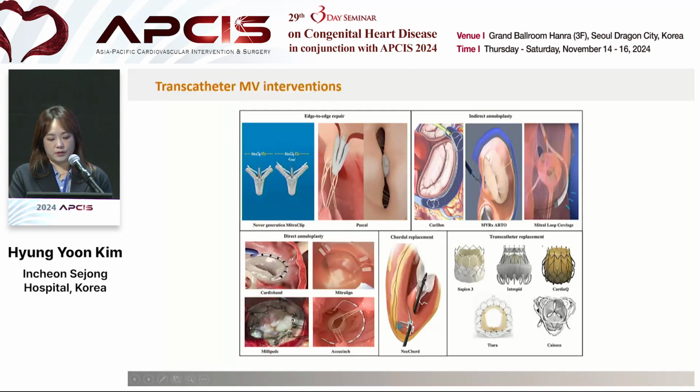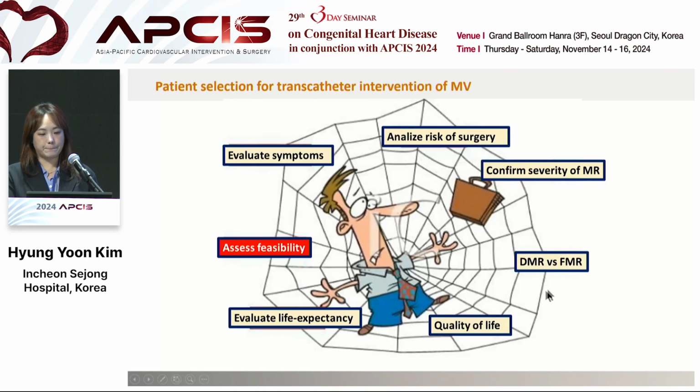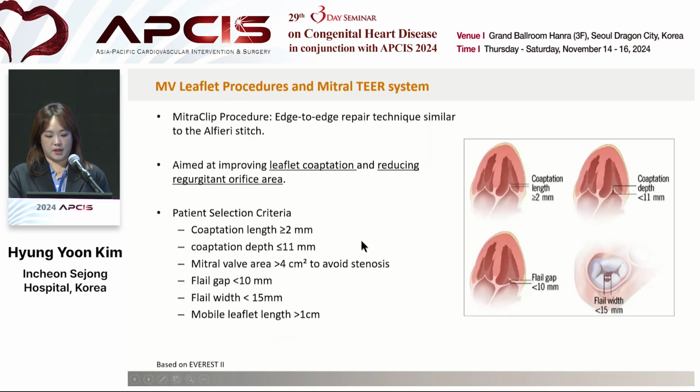Next is the procedure consideration. This illustration shows the diversity of approaches to the different anatomical and functional aspects of mitral regurgitation. So when we select the patient, we need to assess the feasibility. The anatomy is one of the feasibility factors. Mitral TEER aims to improve leaflet coaptation and to reduce ROA.